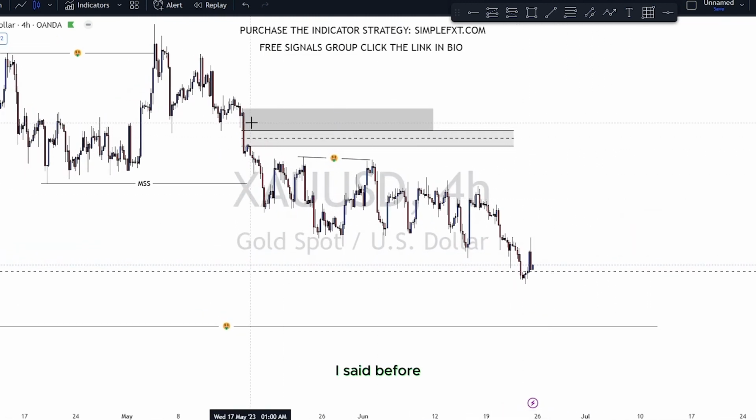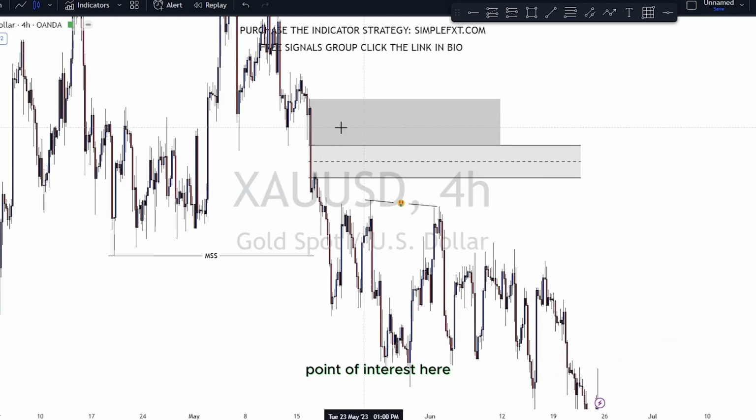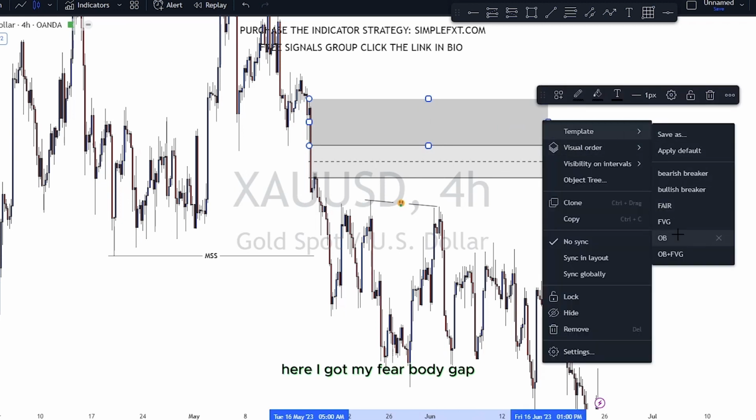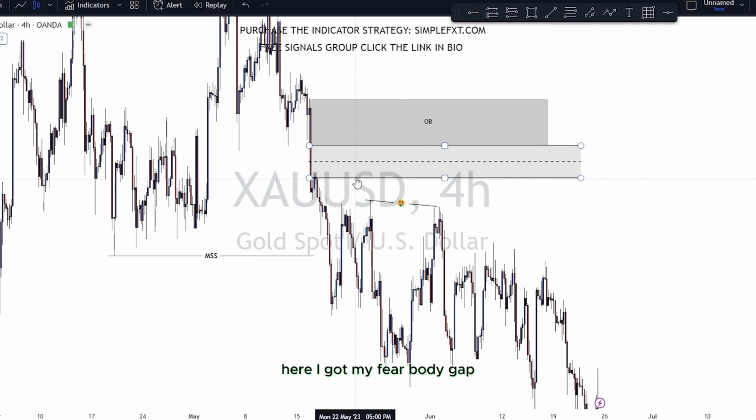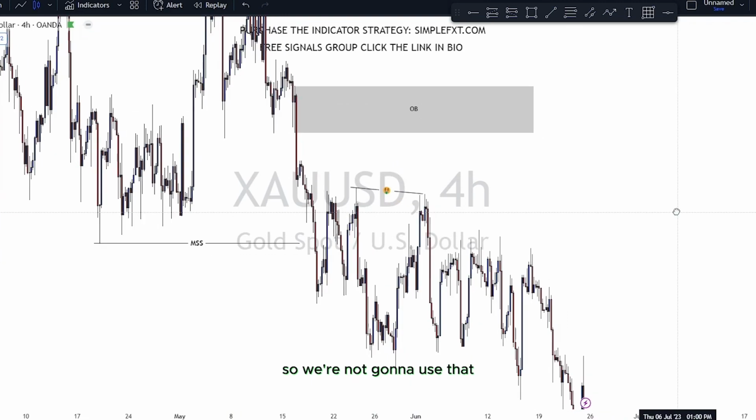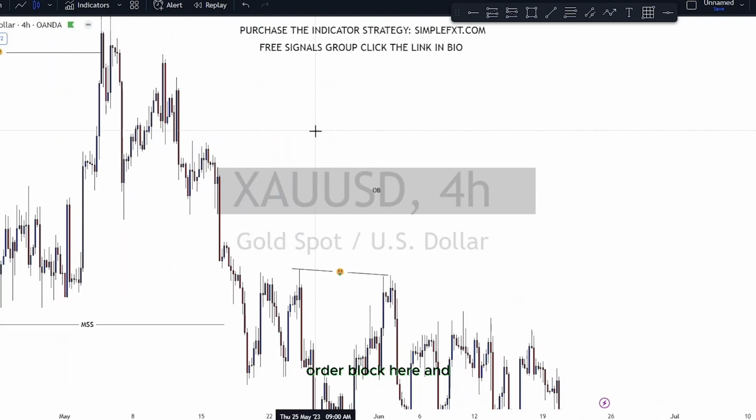But anyway, so I said before, now I identified a point of interest here. So I have a 4 hour OB right here. I got my fair value gap, but I'm gonna get rid of this because it already got mitigated and price sold off, so we're not gonna use that. But we do have an unmitigated order block here.